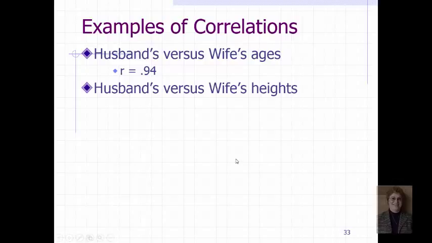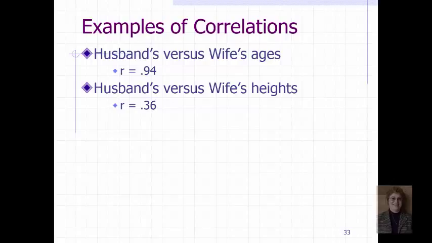The husband's versus a wife's height. Think about it. Do you expect that correlation coefficient to be higher or lower? Well, it's lower. Although tall people tend to marry taller people, it really isn't as predictable as ages. And again, if we take 0.36 and square it, we get 0.1296. So about 13% of the variability in wife's heights is due to the relationship between the husband's and wife's heights.